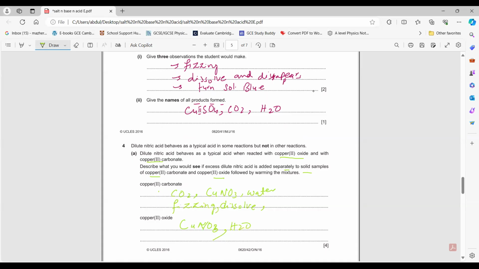Fizzing, dissolves and copper nitrate का कलर क्या होगा? Because दोनों में फॉर्म हो रहा है ना कॉपर नाइट्रेट. आई गेस ब्लू ही होता है. Blue color, yeah. हाँ, ब्लू. सो इन दोनों में अब इसमें फिजिंग नहीं होगी, इसमें सिर्फ डिसअपियर होगा, मतलब डिसॉल्व हो जाएगा एंड विल गेट अ ब्लू सोल्यूशन.